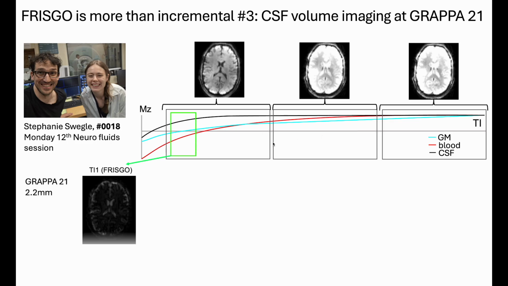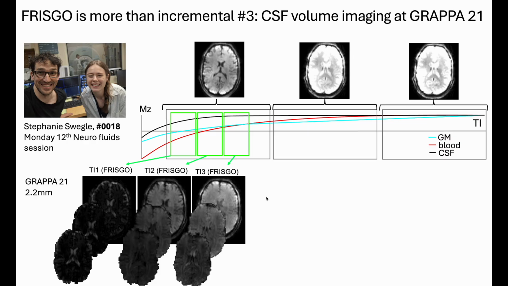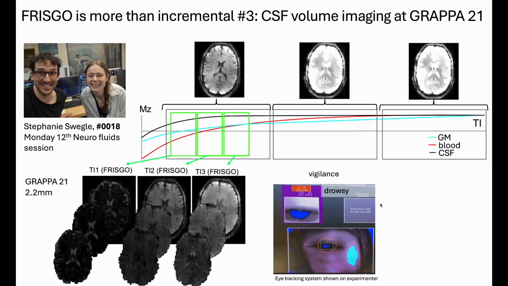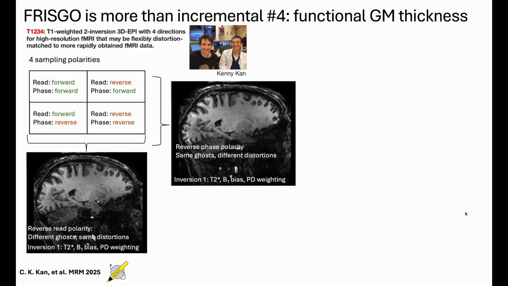Only with FRISGO, we can really capture these critical time points where CSF, blood, and gray matter are having a different T1 relaxation, and we are so fast that we can even do this with multiple echoes, allowing us to extract CSF volume differently from blood volume and BOLD, and we see, while people get sleepy, a quite dramatic change in CSF volume.